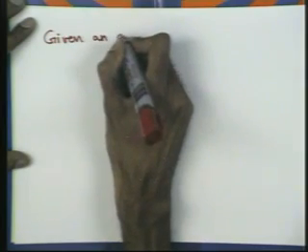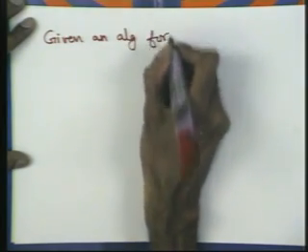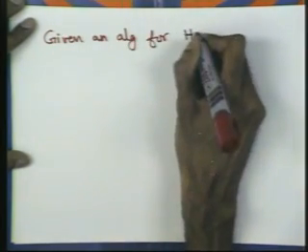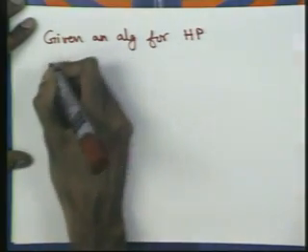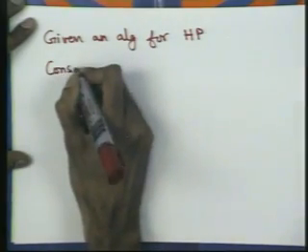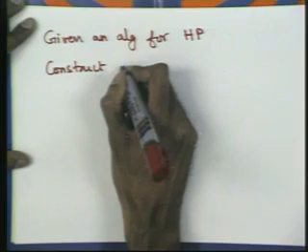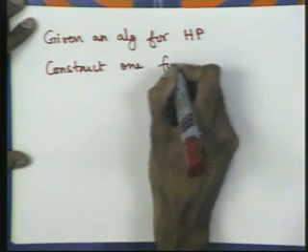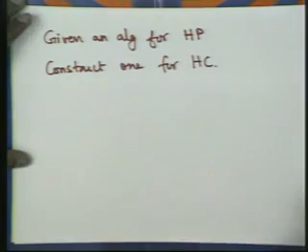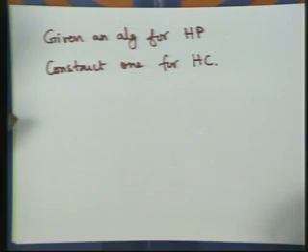We said given an algorithm for Hamiltonian cycle, we could construct one for Hamiltonian path. But what about the other way around? The other way around would be this: given an algorithm for Hamiltonian path, construct one for HC.